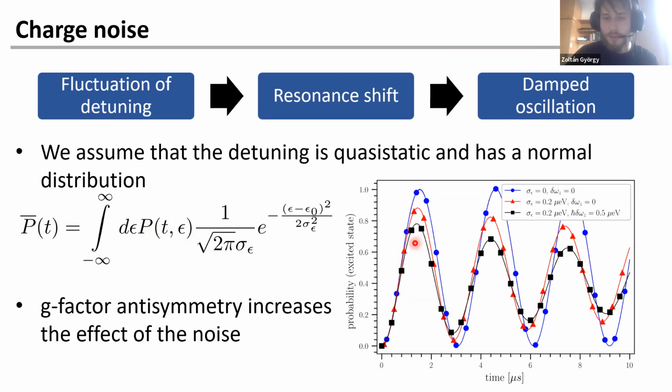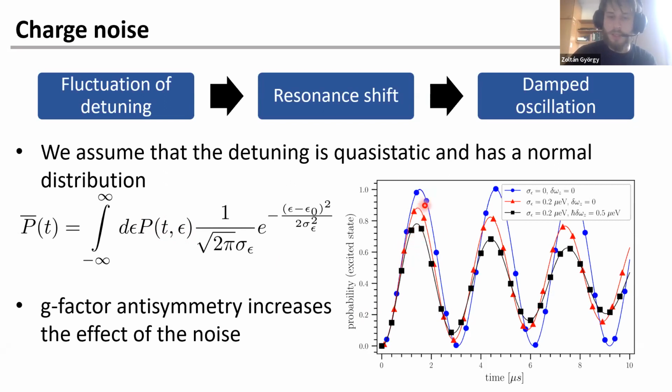Here you can see 3 different Rabi oscillations. This blue oscillation is a perfect oscillation without charge noise. This red one contains charge noise but doesn't contain G-factor antisymmetry, while this black one contains both of them.